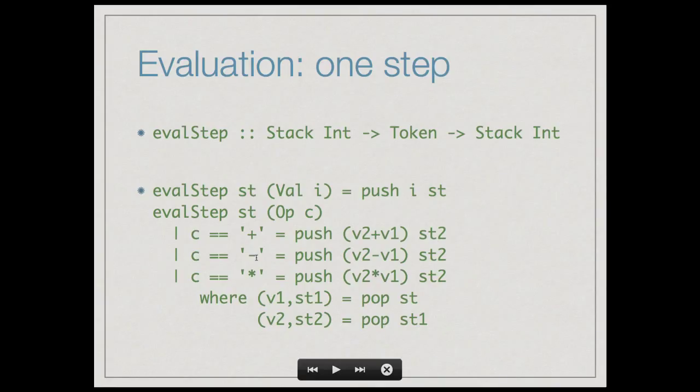If c is minus, then you have to push v2 minus v1 onto the stack. Recall that if you encounter something of the form 3 5 minus, what you intend is 3 minus 5. When you encounter 3, 3 would have been pushed onto the stack, and when you encounter 5, 5 would have been pushed on top of 3. So the second element from the top is v2, and you have to subtract the top element from the second element of the stack. So you have to push v2 minus v1 onto st2. If c equals star, then you do push of v2 times v1 onto st2.